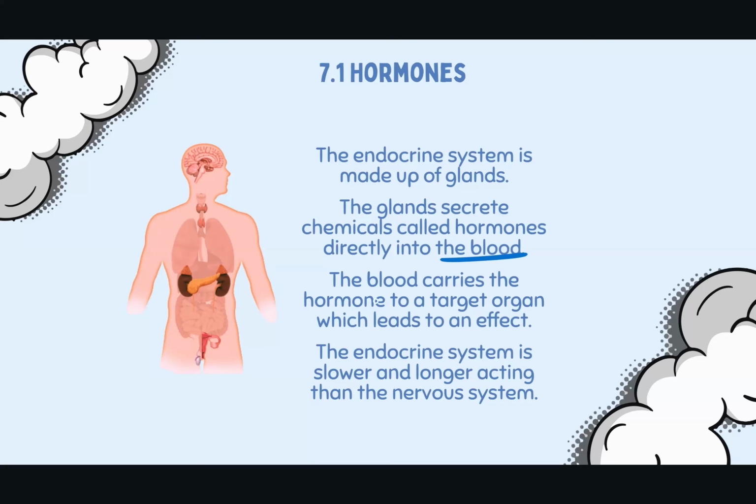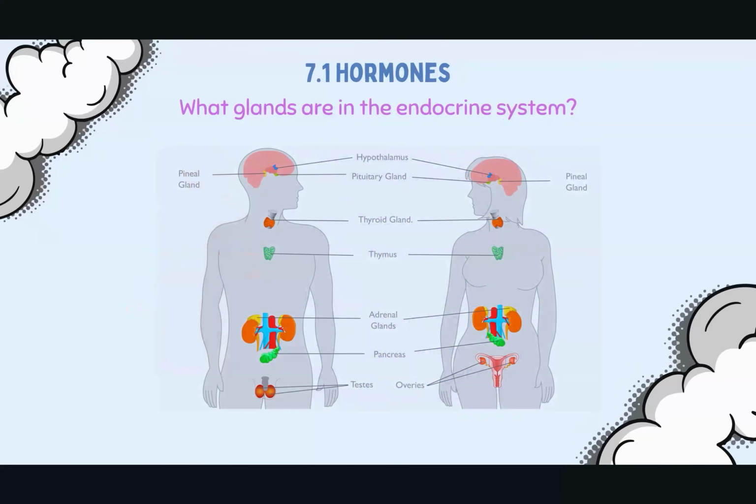The blood carries the hormone to a target organ, which leads to an effect. However, although hormones target specific organs, they can still have a knock-on effect on other parts of the body. So the endocrine system is slower and longer acting than the nervous system. So these are some of our important glands. We've got the hypothalamus, that's linked to temperature control. The pituitary gland is the most important one. That's the one that we call the master gland.